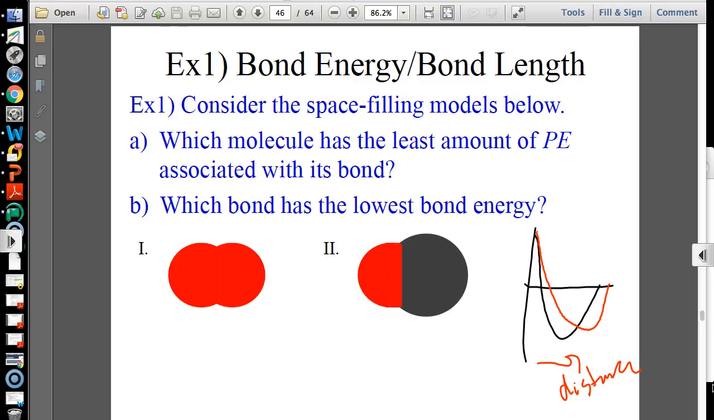Nope. Because negative, this attractive force, when things are attracted, they come together, they release energy. I don't have to put energy into it. This is the release of energy because it's negative. Remember, like exothermic reactions, negative enthalpy.